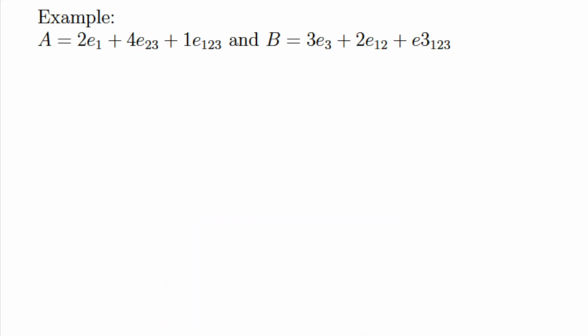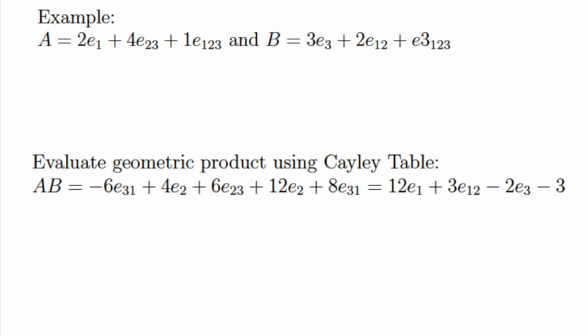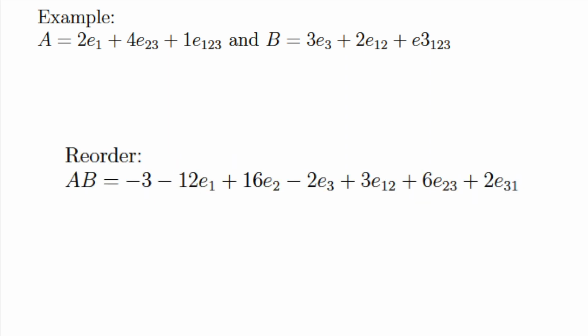So let's take an example. We have two different multivectors, a and b. And the first step is to distribute all of the terms into all of the other terms. Next, we evaluate the geometric product using the Cayley table. Once that's done, we can combine like terms and reorder everything into their preferred form. And this is our final result.